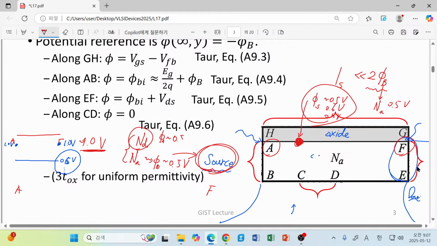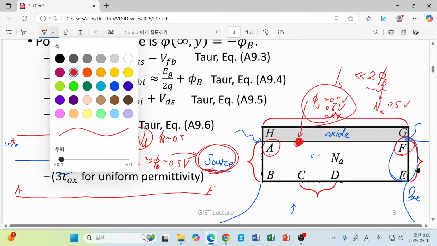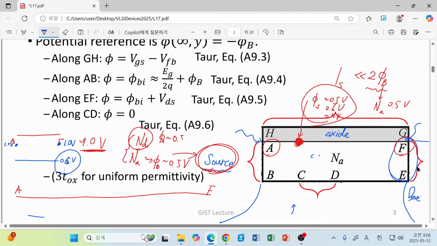Let's say now we have a very long channel, and also in this case we must have the value relatively low. However, even for this long channel device, at point A our potential should be 1.0 volt, and at point F, if we just apply 0 drain voltage, then that should be 1.0.